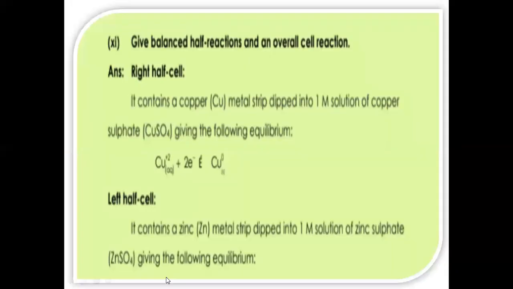Question number 11, give balanced half reactions and the overall reaction. The right half reaction is where copper gets produced after gaining two electrons. You can see copper ion after gaining electrons is converted into solid copper, or metallic copper. Then the second half cell is zinc. A zinc metal strip dipped into a 1 molar solution of zinc sulfate gives the following equilibrium reaction.